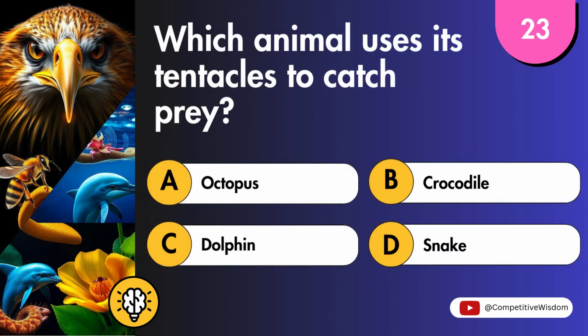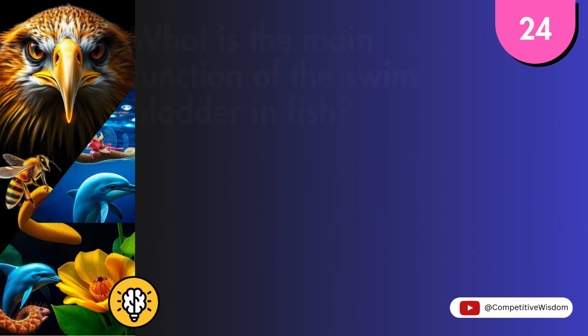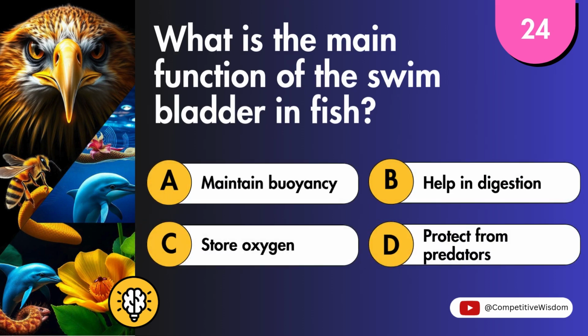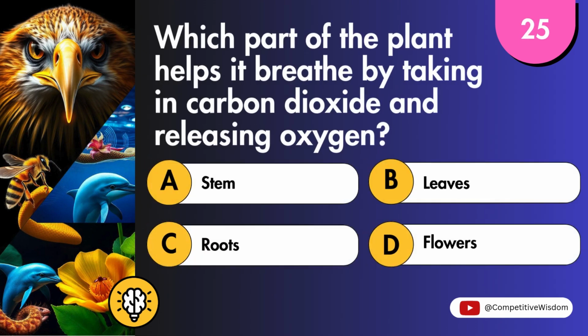Which animal uses its tentacles to catch prey? What is the main function of the swim bladder in fish? Which part of the plant helps it breathe by taking in carbon dioxide and releasing oxygen?